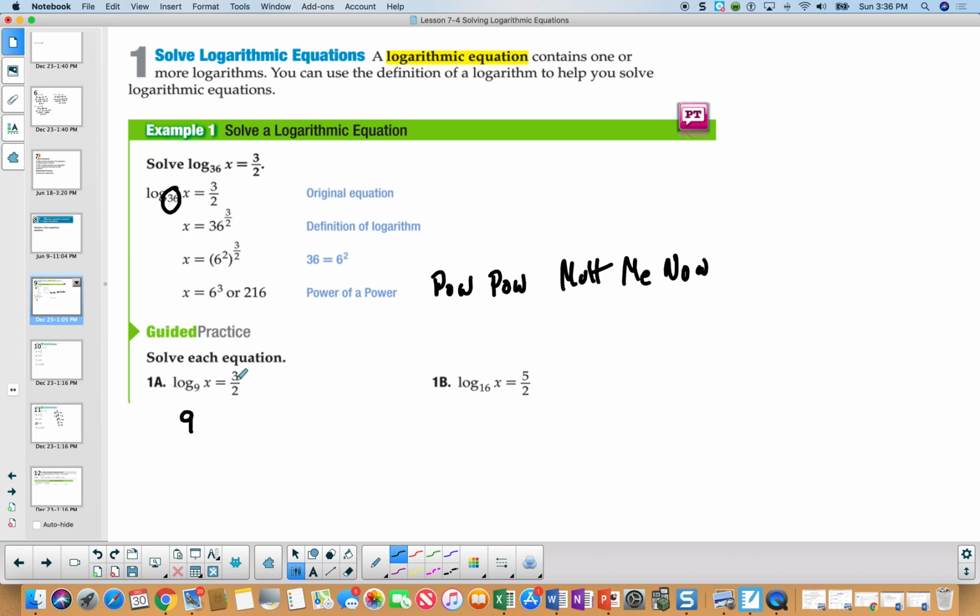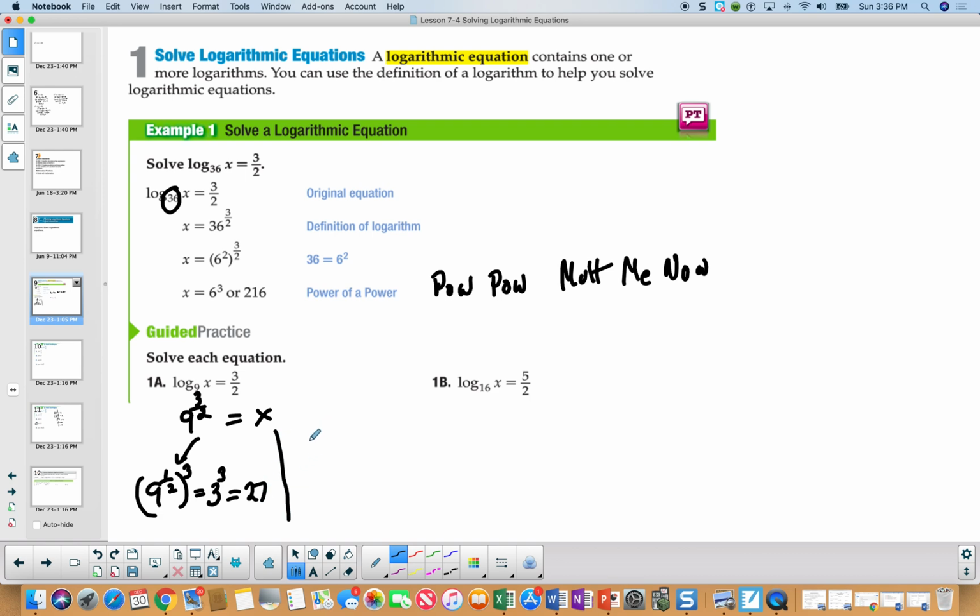9 is the base, and the exponent is the 3/2 power, equals x. There are two things we could do. We could do 9 to the 1/2 power, to the third power. We know that 9 to the 1/2 power is 3, and 3 to the third power is 27.